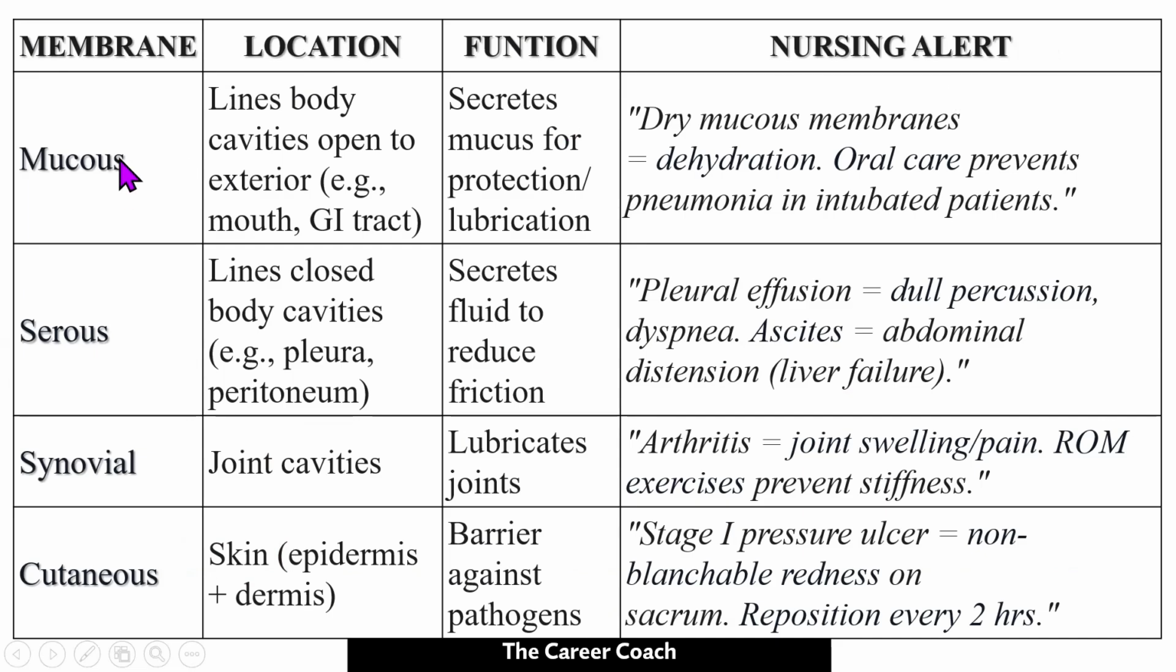Membrane. The mucous membranes are the membranes that line body cavities which open to the exterior. Example is your mouth and gastrointestinal tract. What are their functions? They secrete mucus for protection and lubrication. Take note of this. If there is a dry mucous membrane, that indicates dehydration. Oral care will prevent pneumonia in intubated patients.